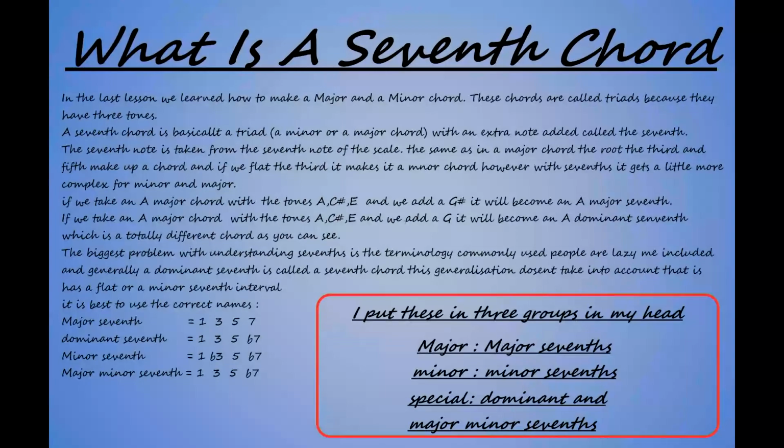So if we take an A major chord with the tones A, C sharp and E, and we add a G sharp, it will become an A major seventh. If we take an A major chord with the tones A, C sharp and E, and we add a G, it will become an A dominant seventh. A dominant seventh and a major seventh are two totally different chords. As you can see, one's got a G sharp note, one's got a G, and you can't substitute one for the other, it won't sound right. So it's important to determine in your head the difference between those seventh chords, because they're not substitutable, if you get what I'm saying.